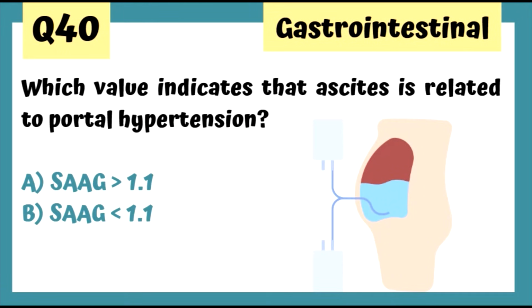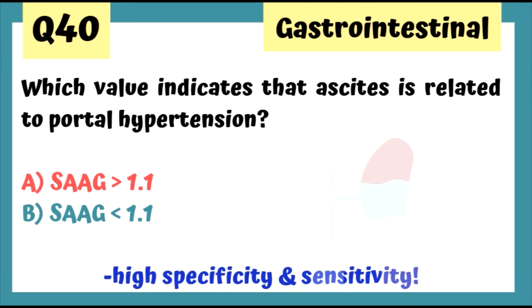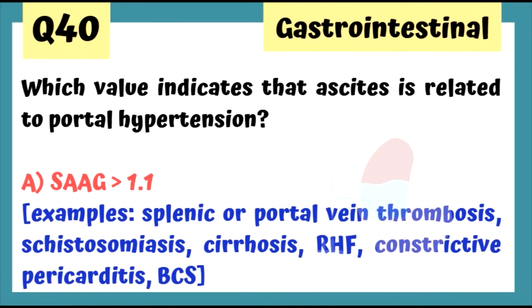Question 40. Which value indicates that ascites is related to portal hypertension? Which is the higher value? When SAAG is bigger than 1.1, that would indicate portal hypertension. It has a high specificity and sensitivity. Examples of this would be splenic or portal vein thrombosis, cirrhosis, RHF (right heart failure), constrictive pericarditis, and BCS. All of these would be indications of portal hypertension when the SAAG value is above 1.1.